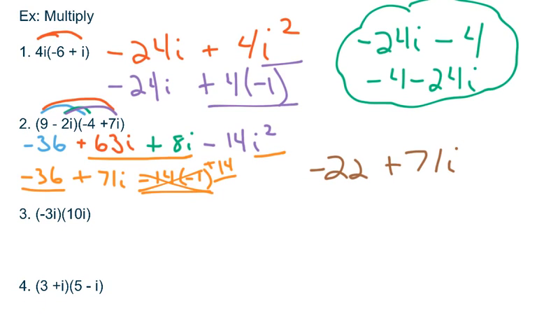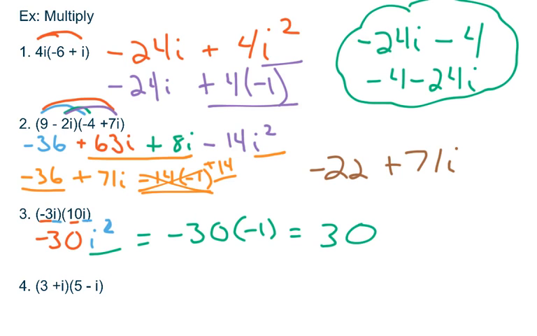Okay, number 3, so negative 3i times 10i. There's no foiling, there's no distributing, we're just going to be multiplying straight across. Multiply what you can multiply together, and then if you need to write an exponent, you can certainly do that. So negative 3 times 10 is negative 30. And then we can do i times i, which is i squared. And then we can clean things up. i squared, again, is negative 1, so we'll have negative 30 times negative 1, which is positive 30. So we only have one number for an answer there for number 3.